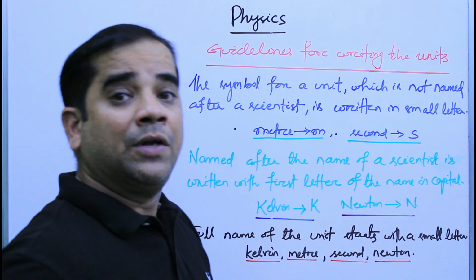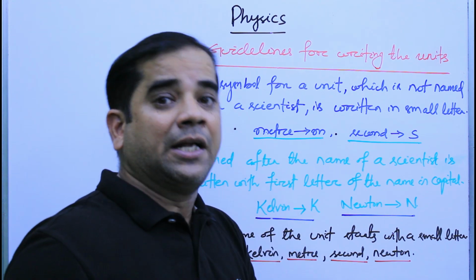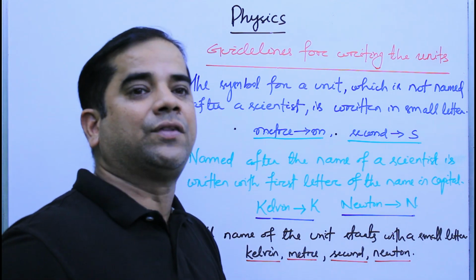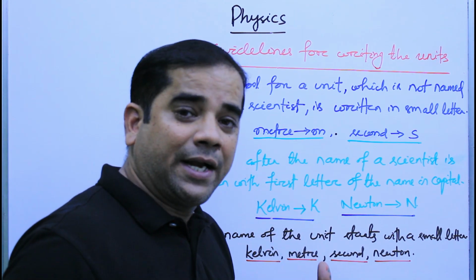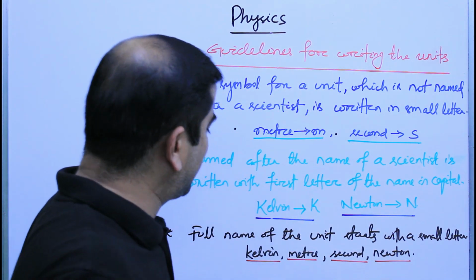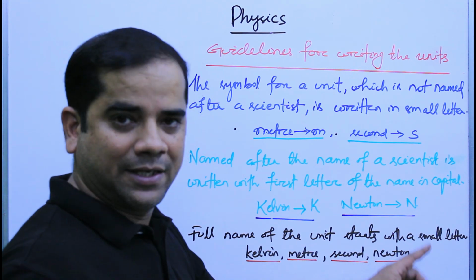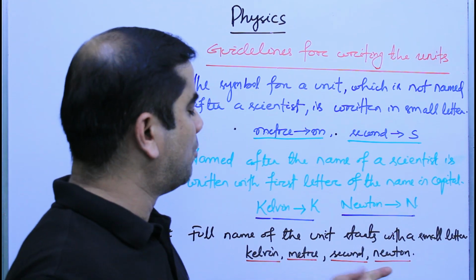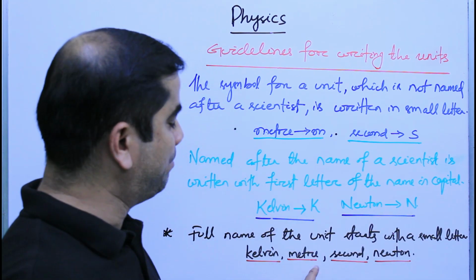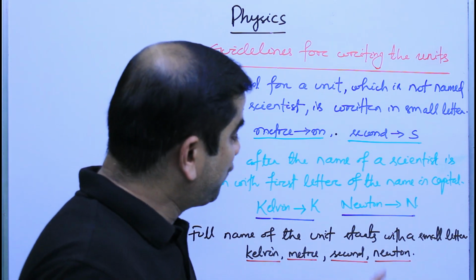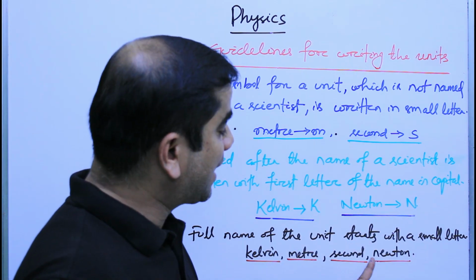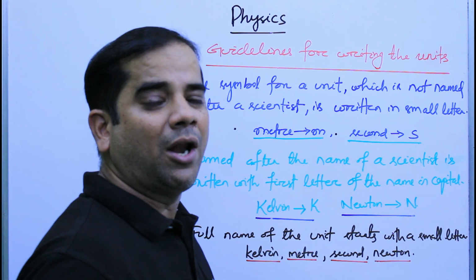But if we are writing the units in their full form, the full name of the unit, then irrespective of whether it is named after a scientist or not, it is always written in small letters. That means the full name of the unit starts with a small letter. For example, kelvin, meter, second, newton. If we represent newton in a single letter, then we have to write capital N. But if we are writing the full name, we need to start with the small n.